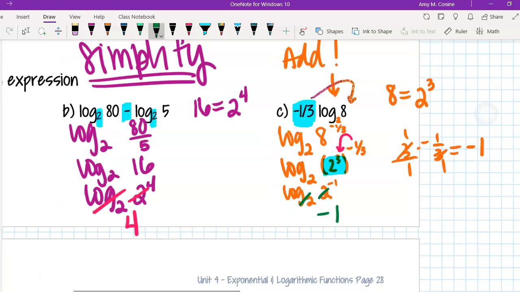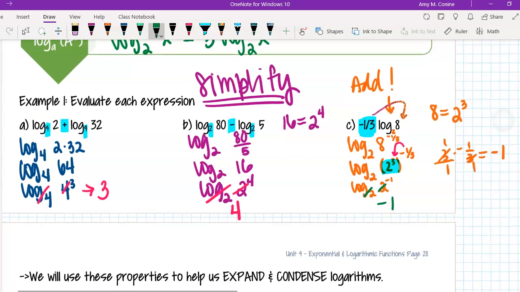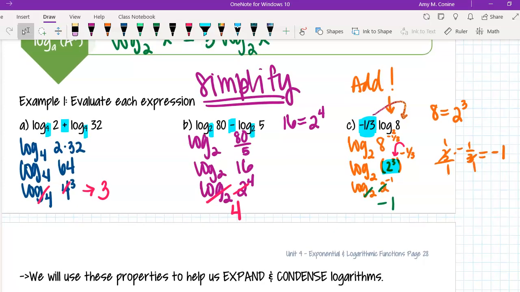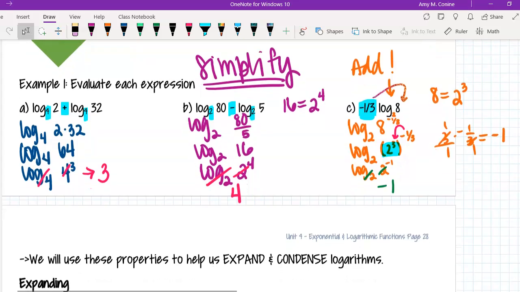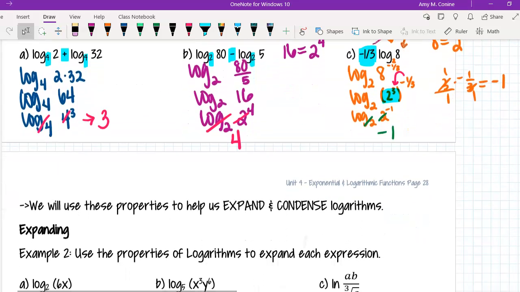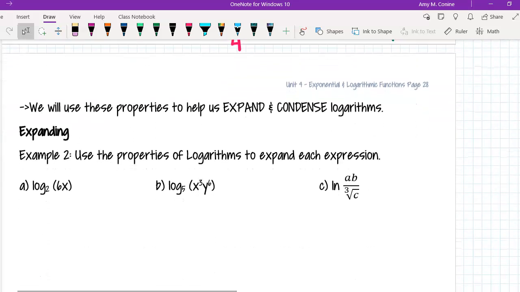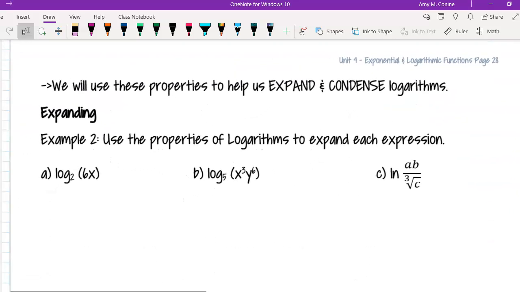So this is how you should approach those problems. This is the process that you need to take. We need to convert between bases. We need to make sure we're applying our exponent properties that we talked about and go forward. So we're going to use these ideas to help us expand and condense. We can take our logs and break them apart and put them back together.